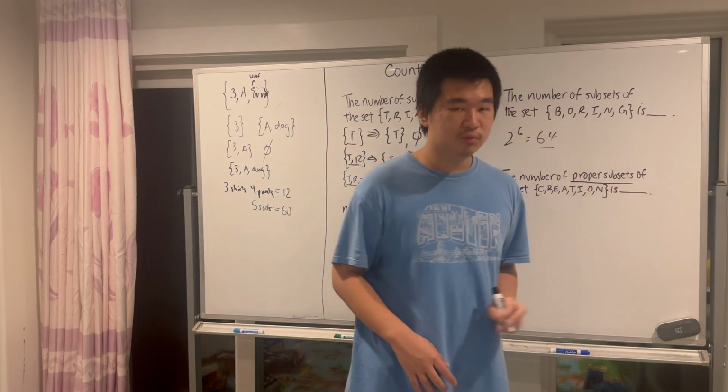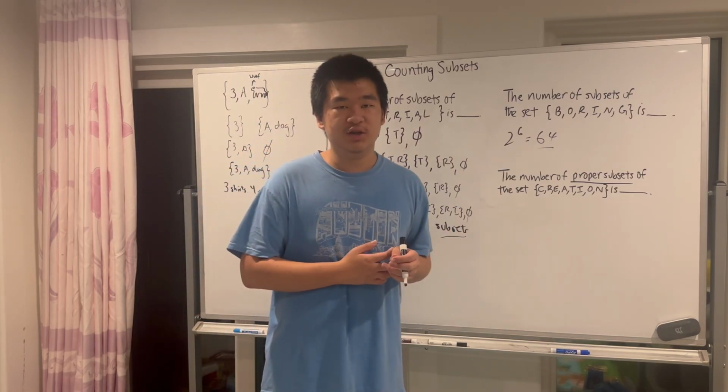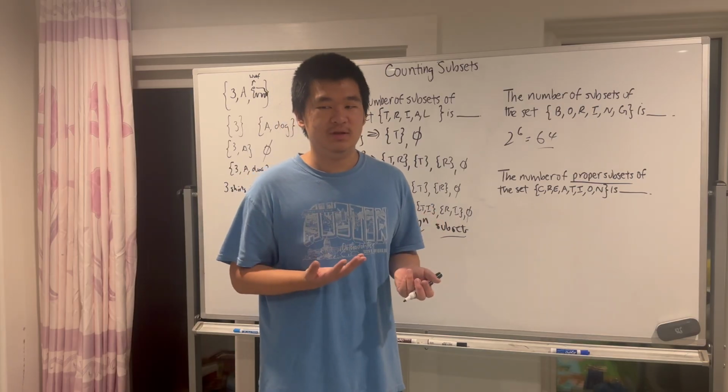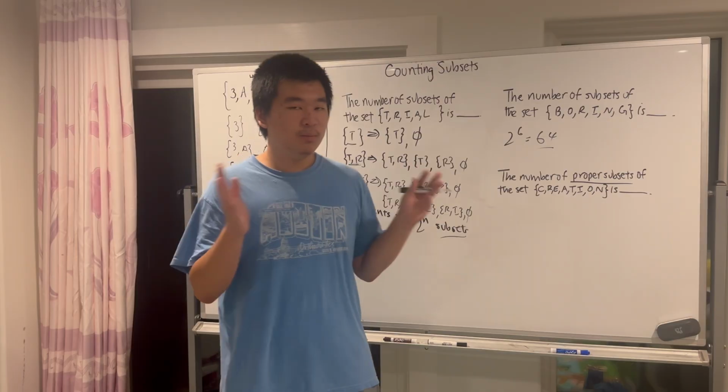Now, one last thing before you start doing these kinds of problems: always read carefully, because sometimes they will ask about proper subsets. Now, what is a proper subset? Well, a proper subset is just a subset that's not the empty set. It has to have at least one element in it. That's why we call it proper. It has at least one element.